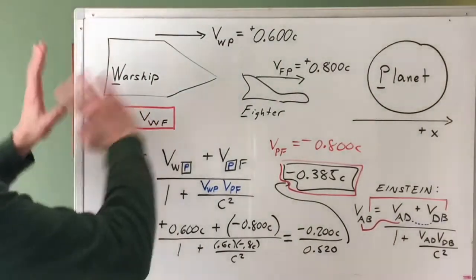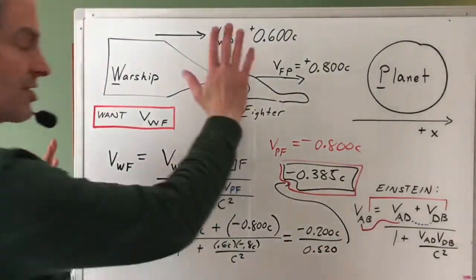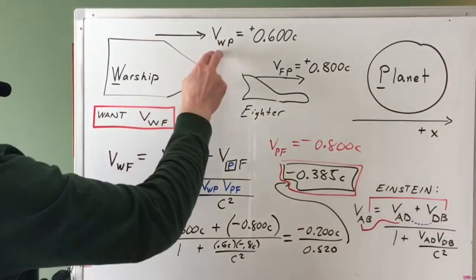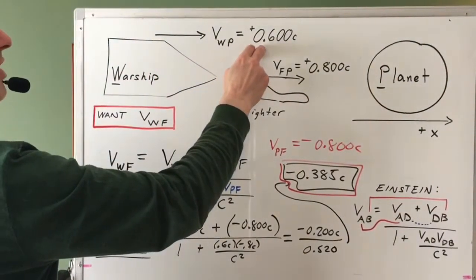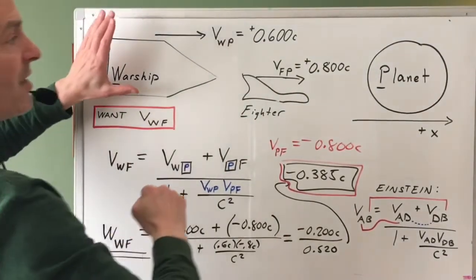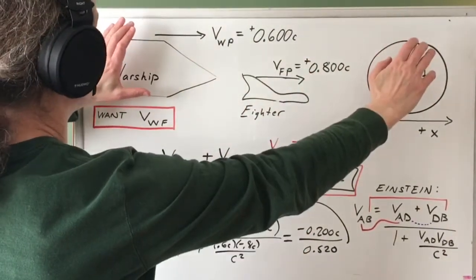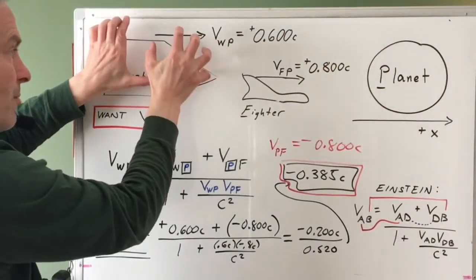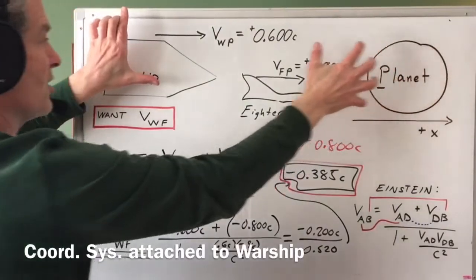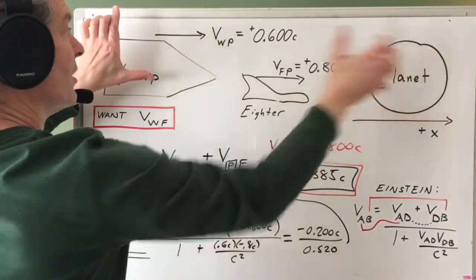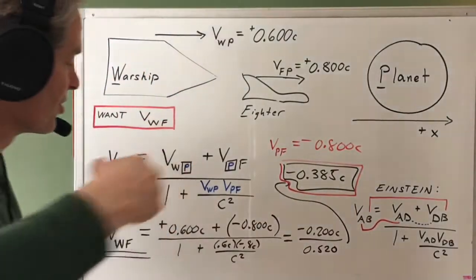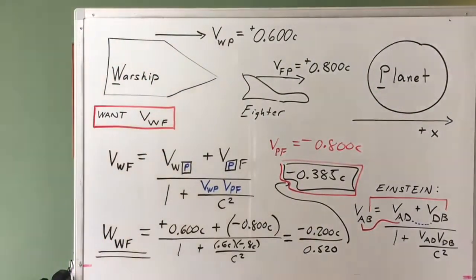We could also do lots of other different relative velocities, flipping subscripts just to illustrate this. If I've got the velocity of the warship relative to the planet being positive 0.600 c, I could imagine trying to find the velocity of the planet relative to the warship. From the warship's perspective, the planet is getting ever closer to the warship, so in this coordinate system, the planet's moving to the left. So the velocity of the planet relative to the warship will be minus 0.600 c, again using that flip the subscript rule. All right, so I'm going to erase this, and we'll do one more example.